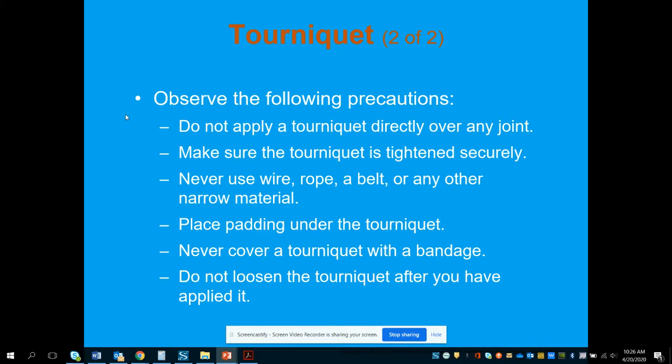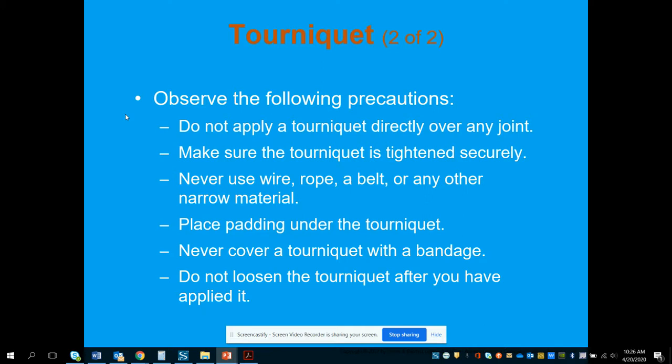Remember, we never want to place that tourniquet directly over a joint. We want to go about 2 inches above the site of the injury or 2 inches above the joint. Make sure that it's tightened securely. Never use anything that's thin that could cut the skin. And we want to never loosen it.